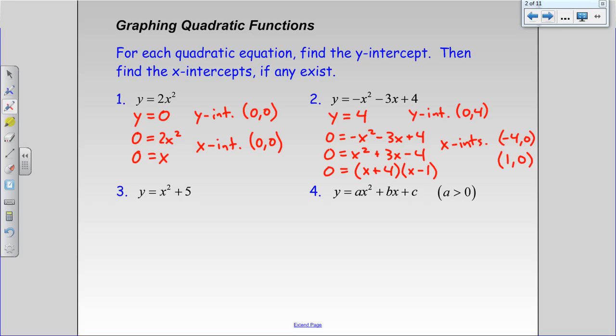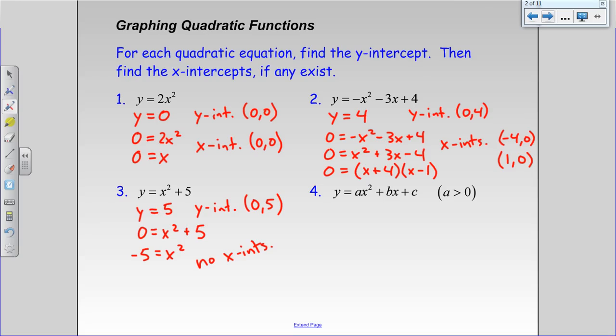Our third equation is y equals x squared plus 5. Once again, it's easy to find the y-intercept. If we let x equal 0, then y is 5. So the y-intercept is 0, 5. And if we want to find our x-intercept, we let y equal 0. So we have 0 equals x squared plus 5, or -5 equals x squared. That's a quadratic equation that has no real solutions, which means that our graph has no x-intercepts. To visualize the graph, we would see a parabola that opens upward and never crosses the x-axis.